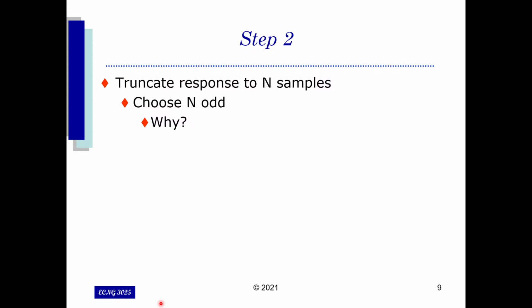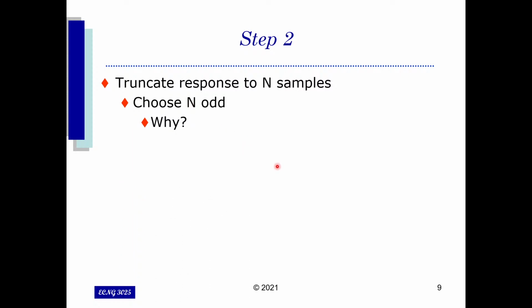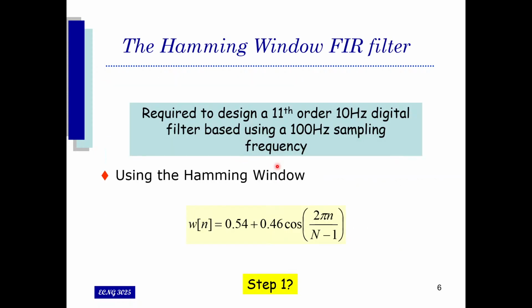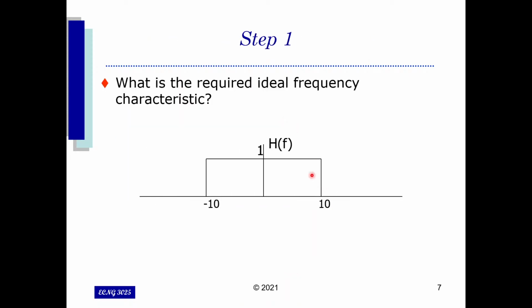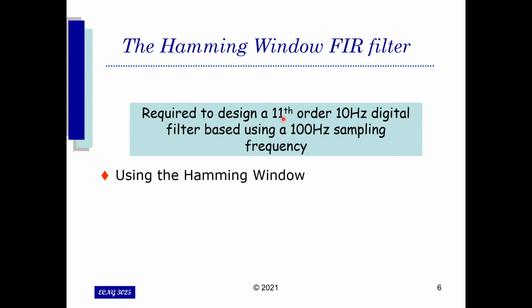Step 2 here is that we need to truncate that to N samples such that it's going to be odd. So the question basically gave us N because it said you need to design an 11th order filter. So N here basically is going to be 11. Even though we calculated initially for the moving average filter that N here was 10, we can just go up 1 to make sure that it is going to be odd in particular. But the question basically told you what N was here for the Hamming window FIR design, because it's given by the order of the filter itself.